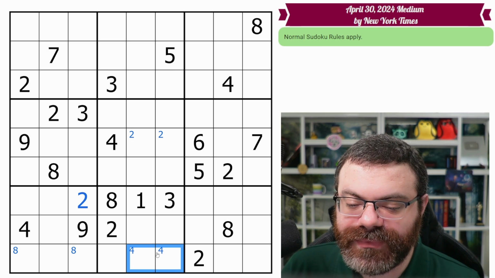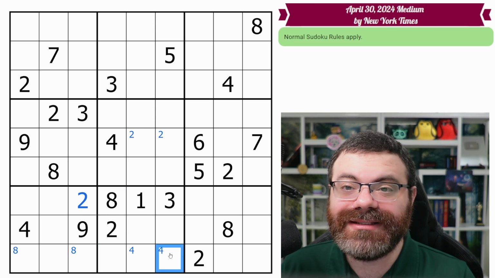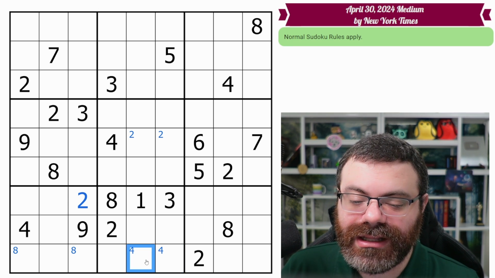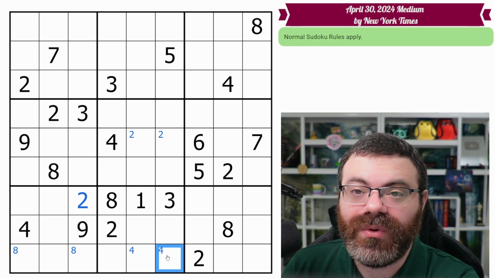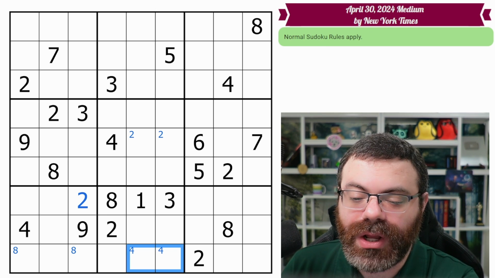But these 4s, let's think about what they mean, right? In this box, the 4 is going to end up here or here. It's going to be exactly one of those 2. And if we look at the final solution to this puzzle, one of these 2 cells will be a 4. We don't know which yet, but one of them will. What do they have in common? Well, they share the same row.